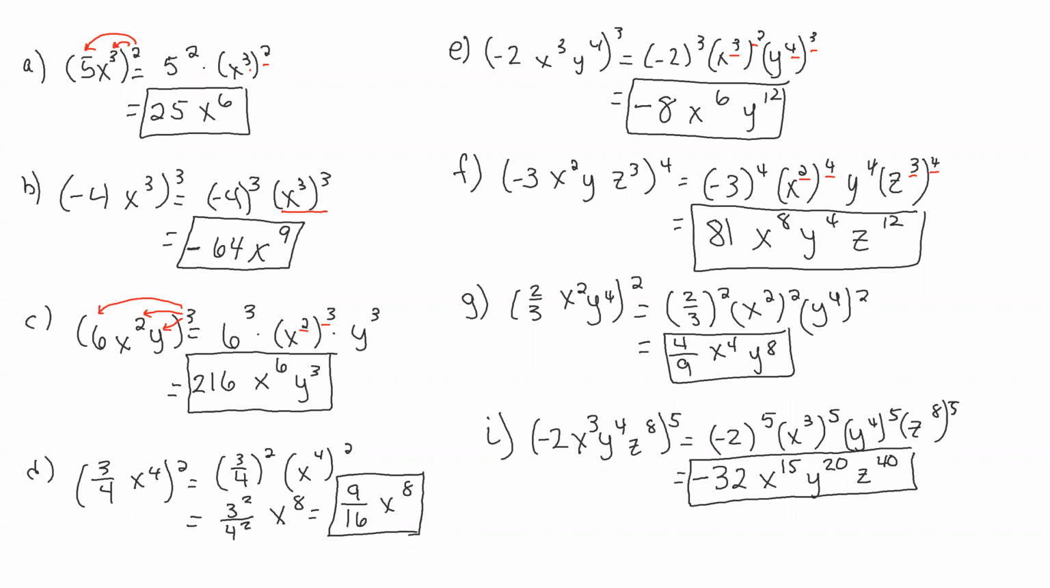Okay, so that is basically the product to a power rule, but let's see if we can expand it. Okay, so what if I gave you 2 terms to multiply together? So what if I gave you something like 4x to the 3rd times 3x to the 4th?